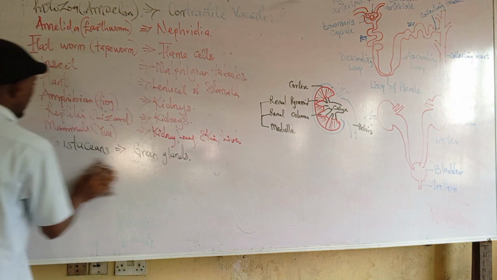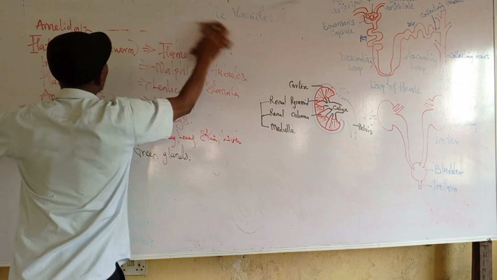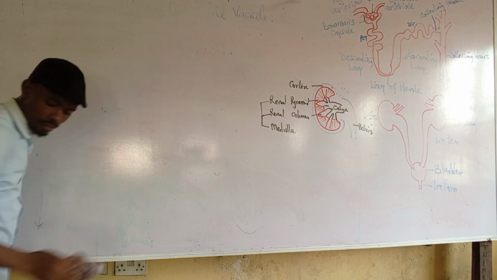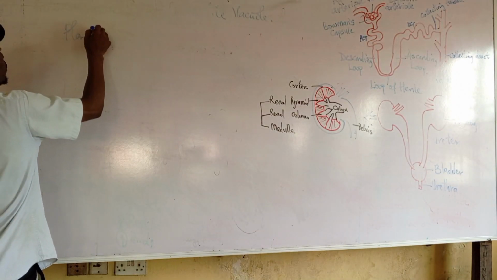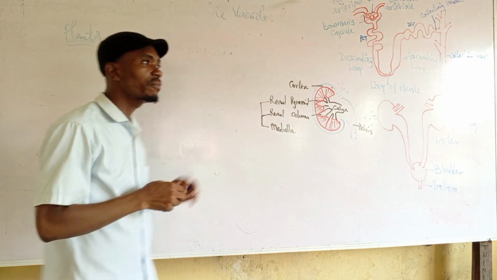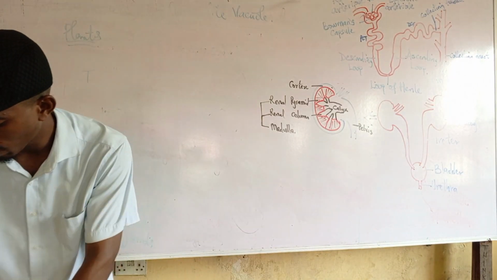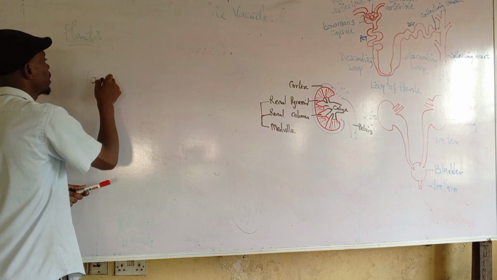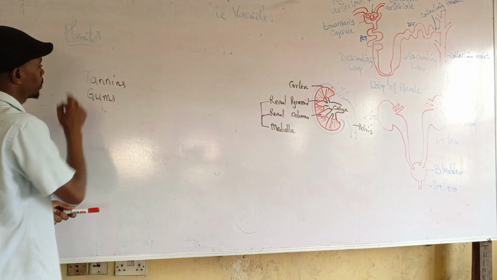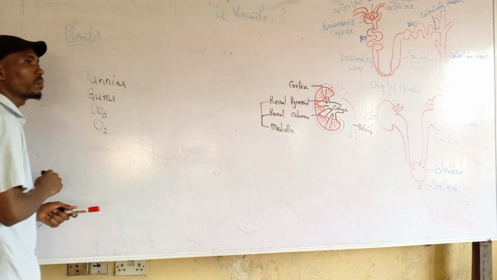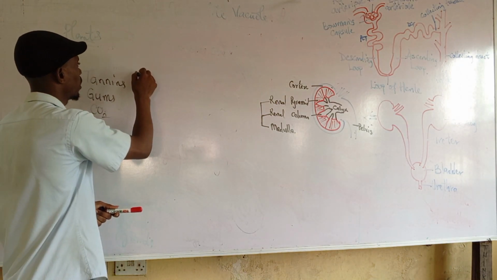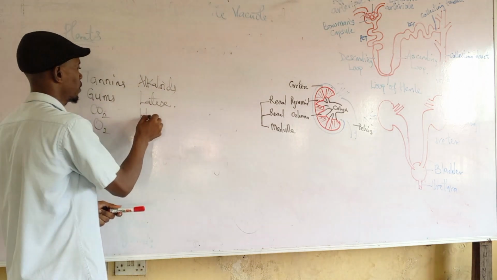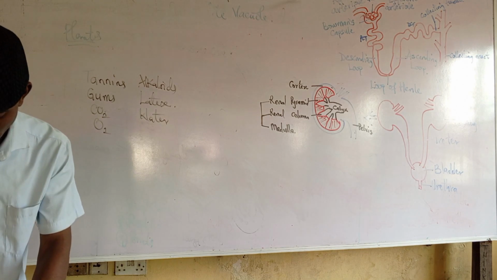Now let's look at some of the products which are excreted. I would like to start from the plants. What are the major wastes from plants? We have things like tannins, gums, carbon dioxide, oxygen, some alkaloids, latex, and water. All these are excretory products of plants.